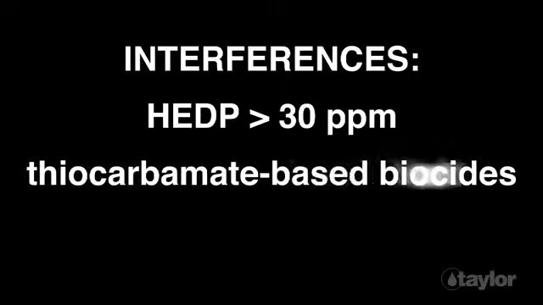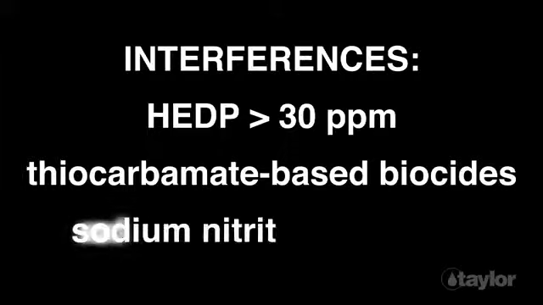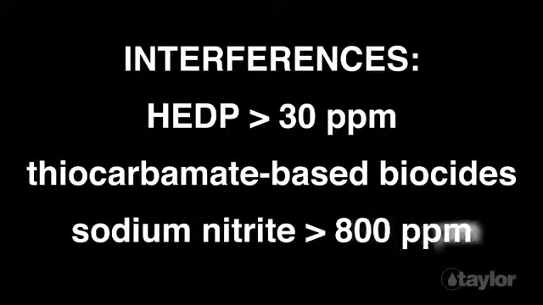Thiocarbamate-based biocides may cause interference. To prevent, do not test while feeding thiocarbamates into the water system. Sodium nitrite levels greater than 800 parts per million may cause negative interference. To eliminate, dilute the sample with distilled, deionized, or molybdenum and nitrite-free water and retest.